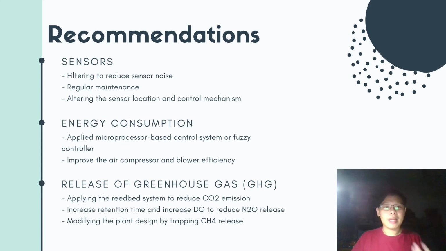And lastly, you could apply the rig bed system to effectively reduce the CO2 emission by twice the amount of the conventional one. And next, we could increase the retention time and increase the DO concentration to reduce the nitrous oxide release. And very lastly, we could modify the plant design by trapping the release of the methane gas from the sludge. And the trapped methane gas can be recycled or reused as biogas or for other purposes.